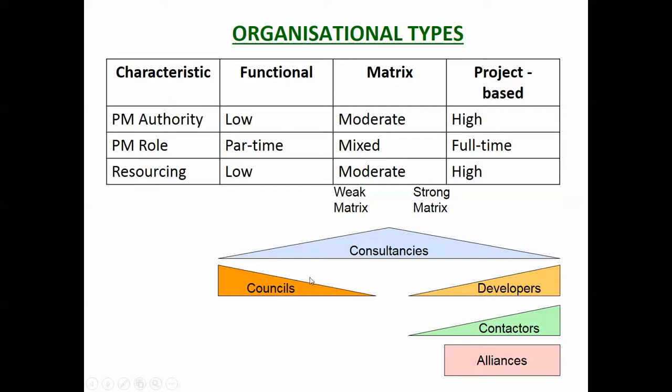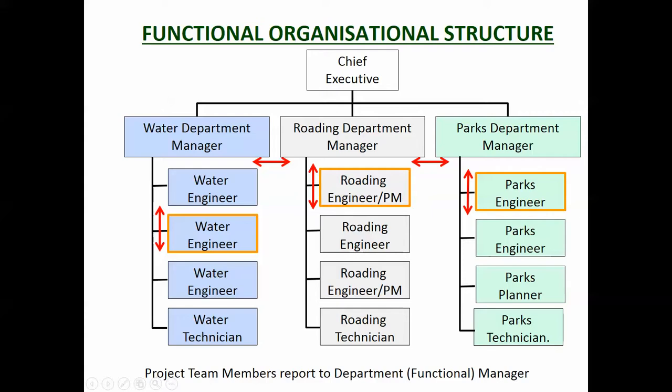So councils are normally functional, consultancies are normally sitting in the matrix, and project-based are usually developers and contractors and alliances. So we'll look at each one of those in turn. So a functional organizational structure. Now these are grossly simplified.